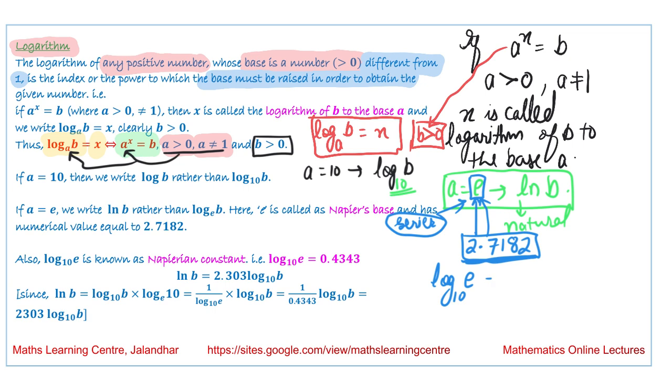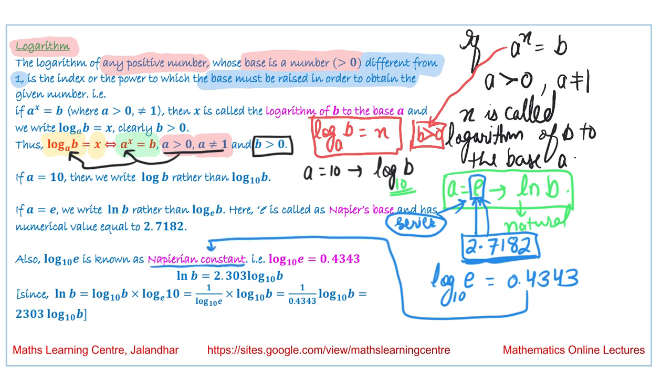And if we calculate log e to the base 10, it is equal to 0.4343. This number is called Napier's constant. And we are saying that natural log of b is equal to 2.303 log b to the base 10.